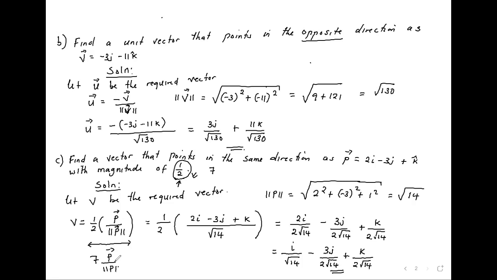Why are we doing this? Because we know that the magnitude of this one is 1. So if they say it is 7, then you're multiplying 7 by 1.